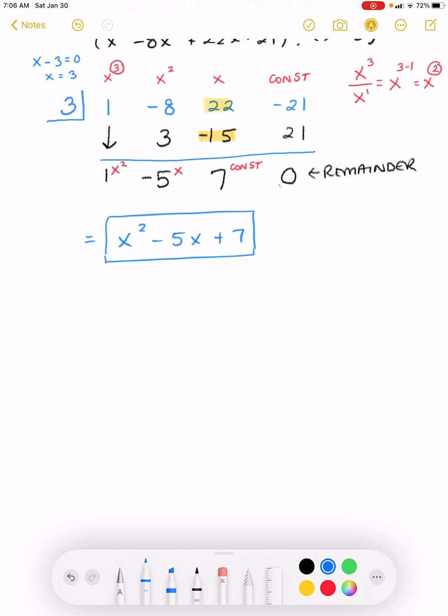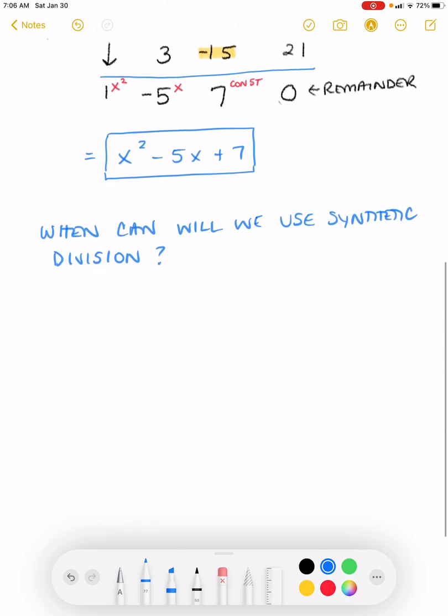So when can we, let me reword that. When will we use synthetic division? Okay, well, it all depends on what we're dividing by. It all depends on the divisor.